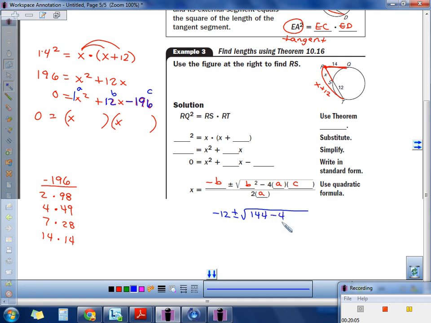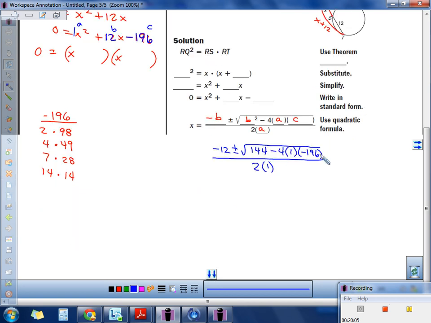Minus 4 times a times c. What's our a term? That's 1. And our c term is negative 196. All over 2 times our a term, which is 1. So this is just calculating now. There's no simplifying out here. However, you can simplify a lot under here.